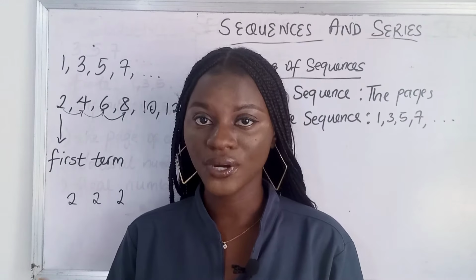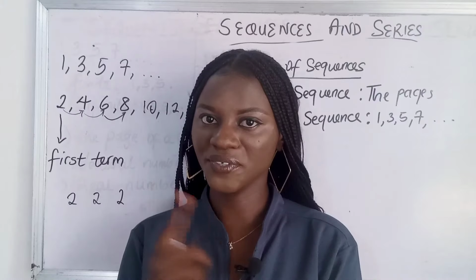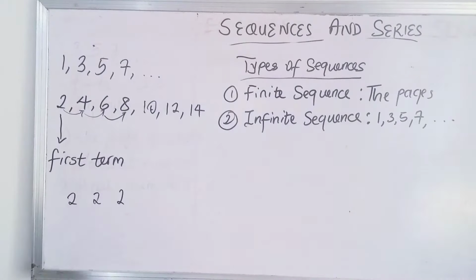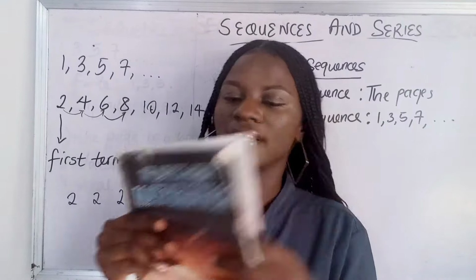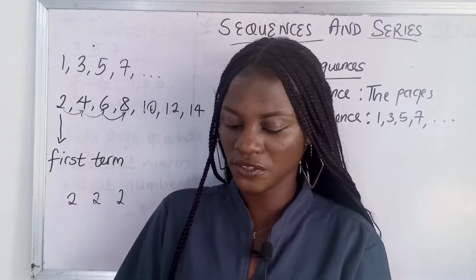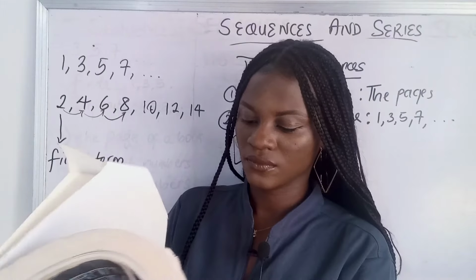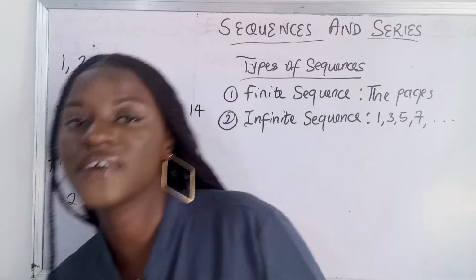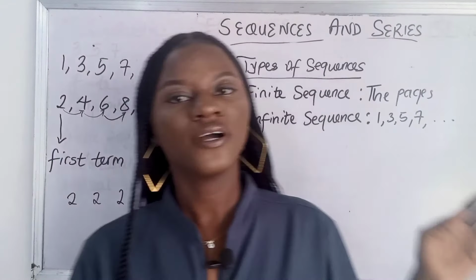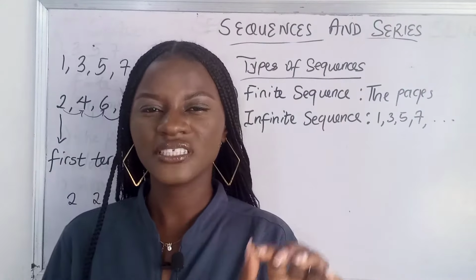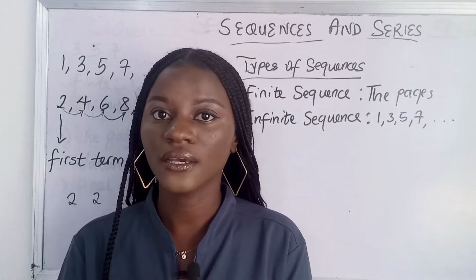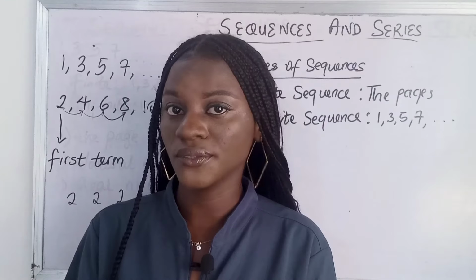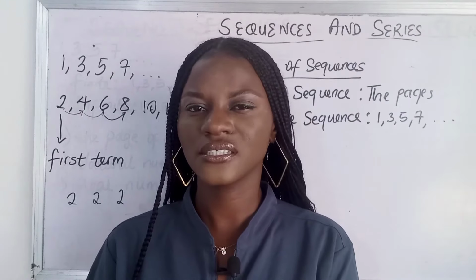We already know that a finite sequence is a sequence that has an end. The pages of your book have an end. You know the end of a page, because imagine I have a book. I have a book, right? The end of this book is 554. The book has an end, so it is a finite sequence. But a case where you have the ellipsis, these three dots at the back, it means there is no end to this. We do not know where this is going, so we call it the infinite sequence, right?